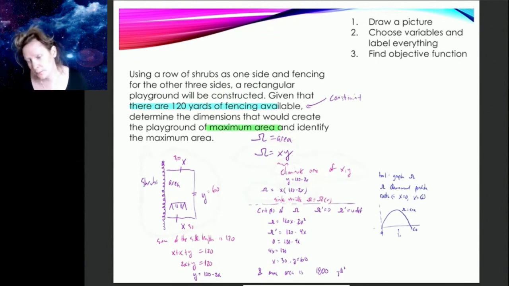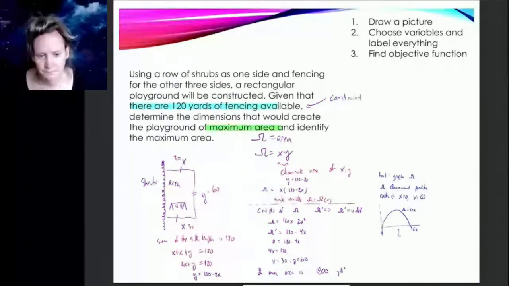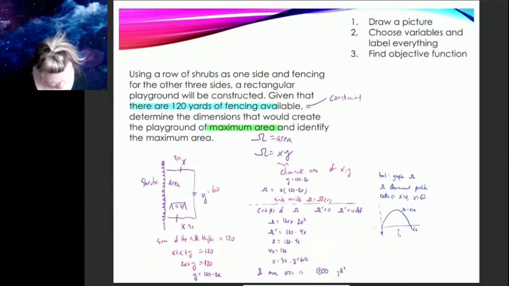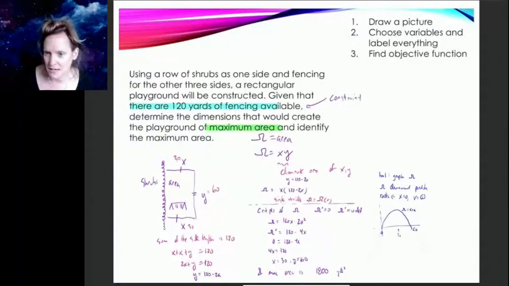For a few of the problems, the optimum occurs on the boundary, but not on this one. The boundaries were when the area was 0 and the area was 0, and I'm not interested in negative fence length because I cannot incur debt in terms of fence length. I cannot have negative fence length. What about negative area anyway? This is considered one of the canonical optimization problems that you will see in any Calculus 1 class. Every Calculus 1 class will do a problem like this at some point.